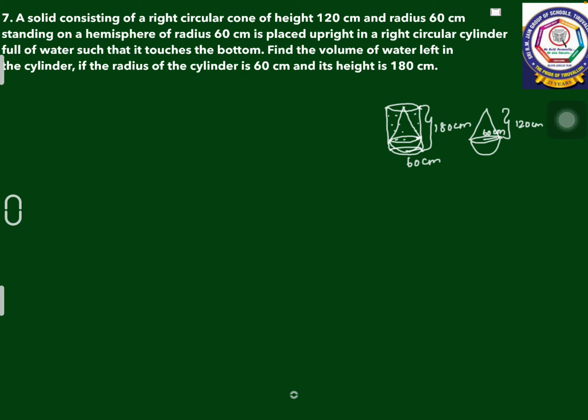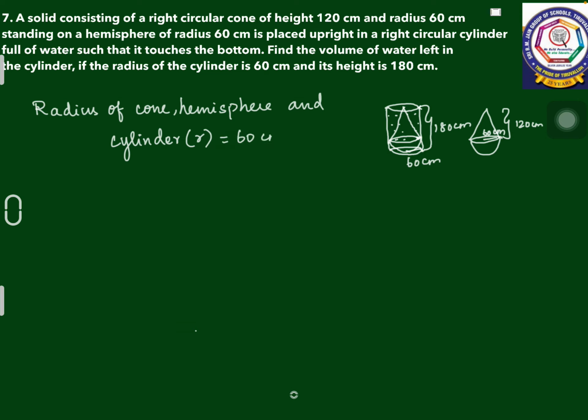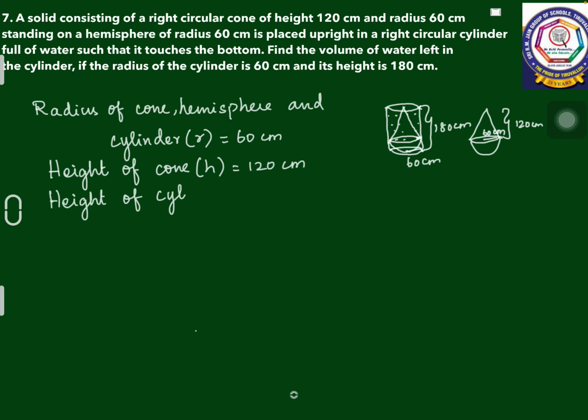So let us first write what all is given in the question. Radius of cone, cylinder and hemisphere are all equal. So I am writing radius of cone, hemisphere and cylinder is equal to, I take it as small r, that is equal to 60 centimeter. And height of the cone is given 120 centimeter. Cylinder's height is bigger, so I take that as capital H. So height of the cylinder is equal to 180 centimeter.